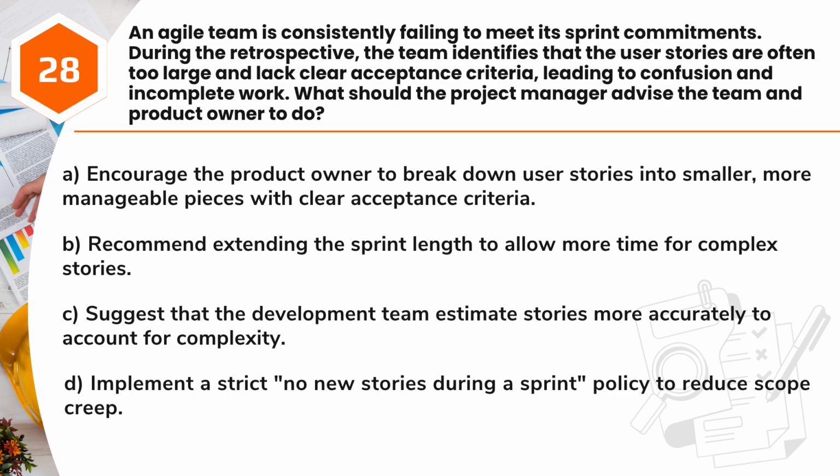A. Encourage the product owner to break down user stories into smaller, more manageable pieces with clear acceptance criteria. B. Recommend extending the sprint length to allow more time for complex stories. C. Suggest that the development team estimate stories more accurately to account for complexity. D. Implement a strict "no new stories during a sprint" policy to reduce scope creep.